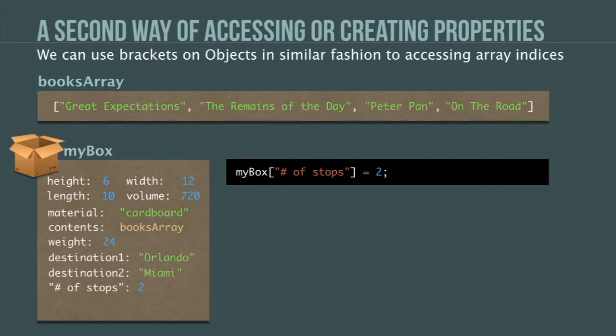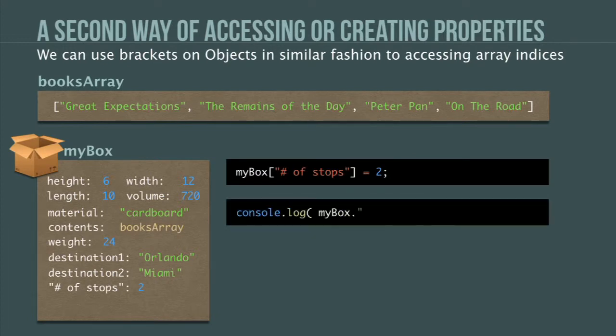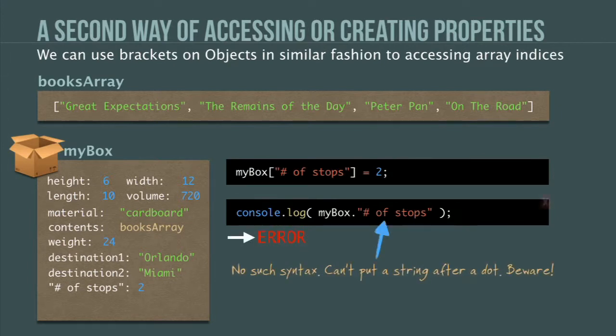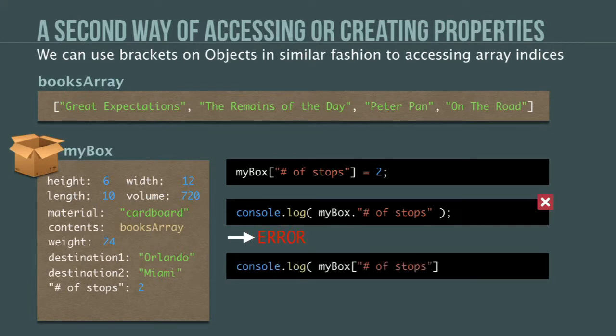You got to be real careful with those property names that have spaces though, because if you try to log out mybox dot number of stops, you'll get an error. That's because there's no such thing as a dot string. You can't access a property with a dot string. It's always got to be bracket string or dot, a string name with no quotes. In this case, when you want to access your MyBox number of stops, you have to use a bracket.